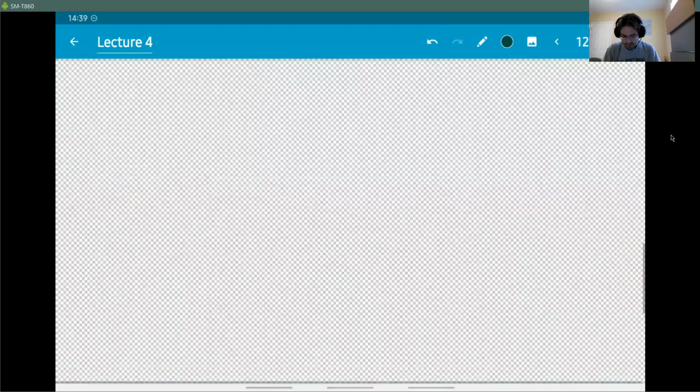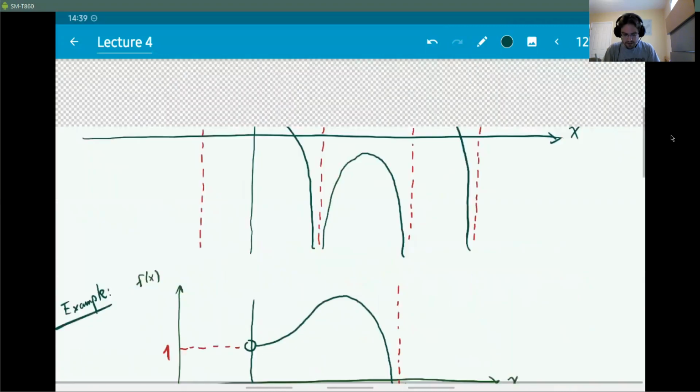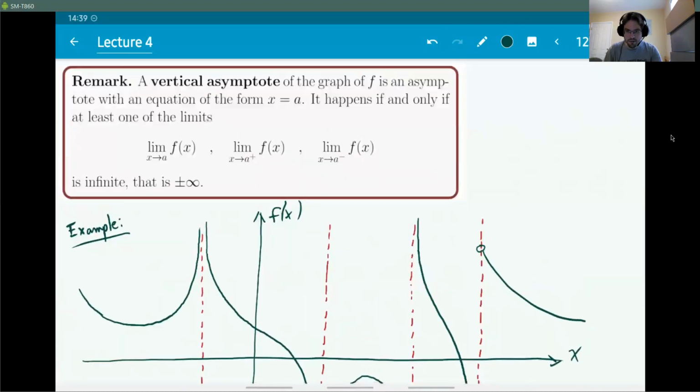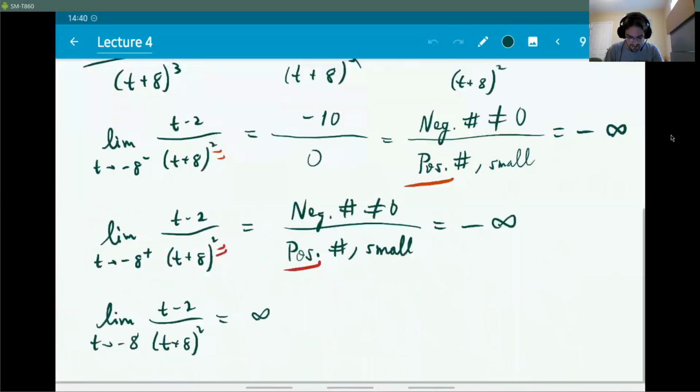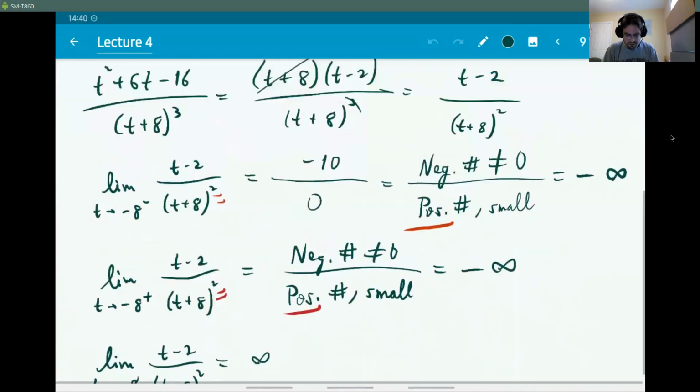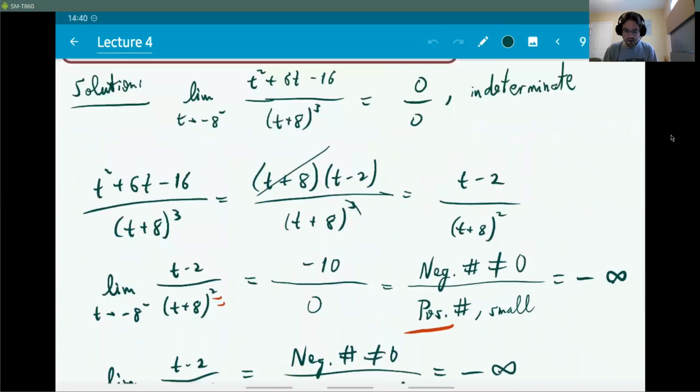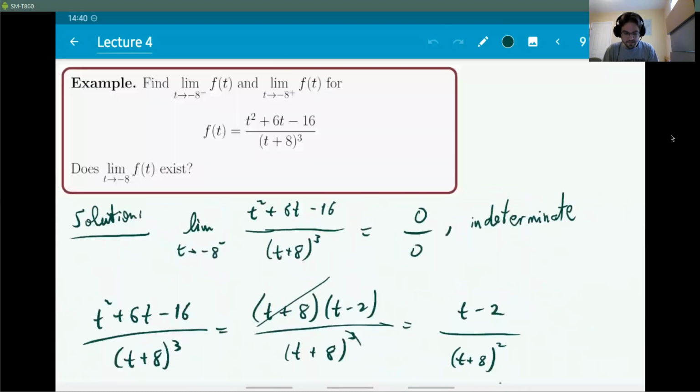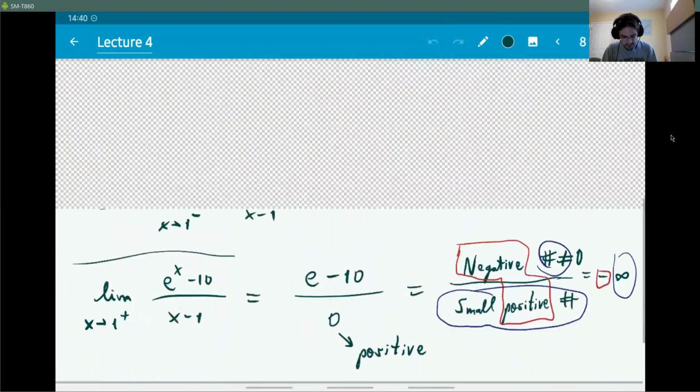So this will be it for this lecture. The recitation will be problems about actually computing these limits, just like this one, where we have to simplify the function and then understand the signs. Those are very important examples. So please don't miss the recitation.